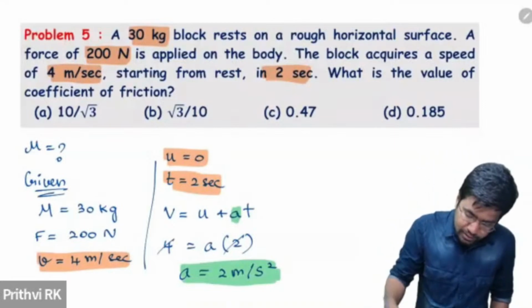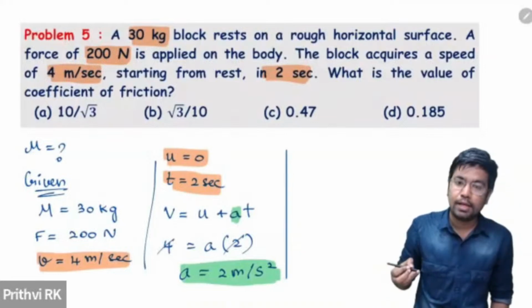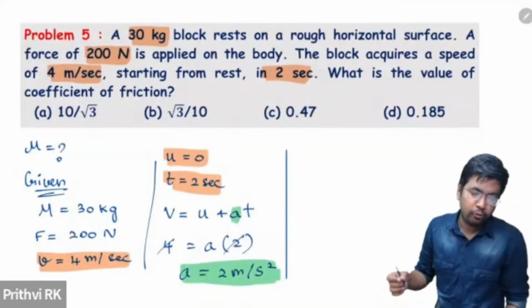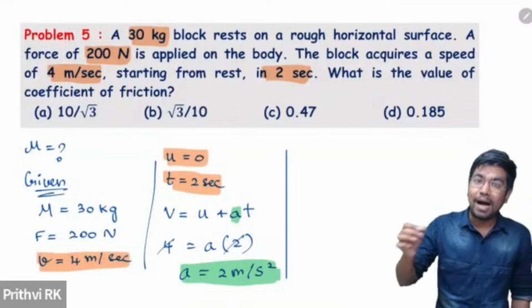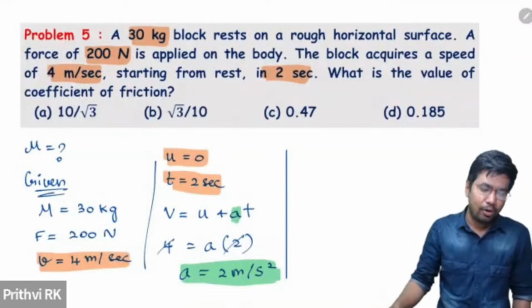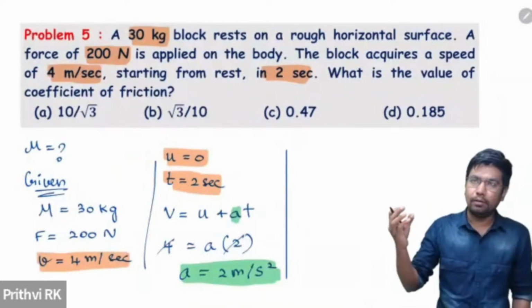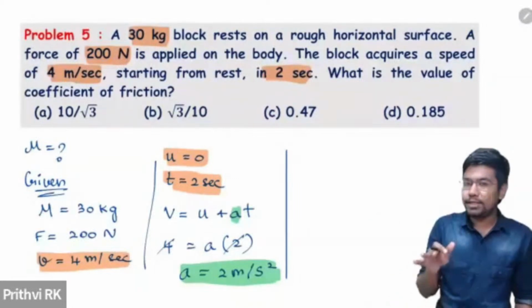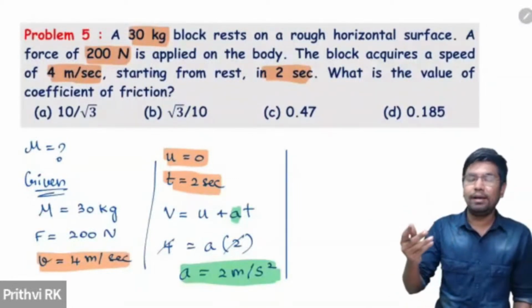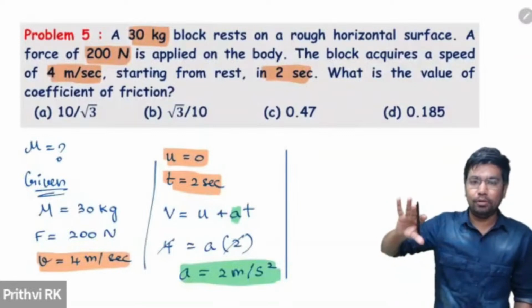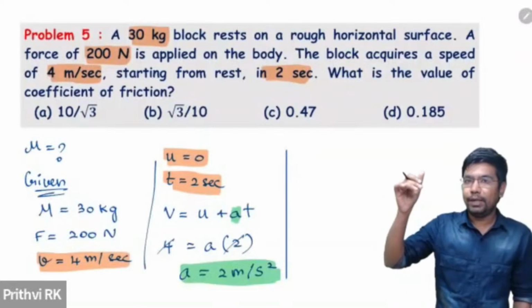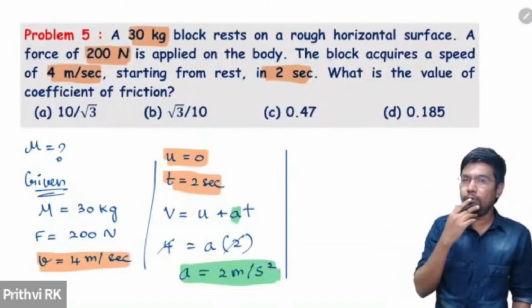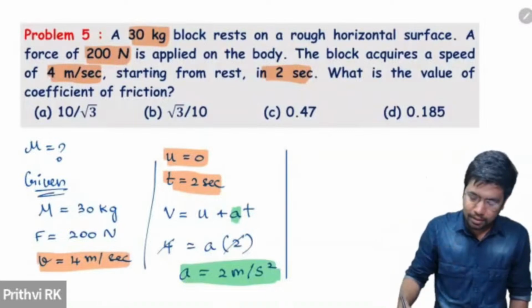And from this, I'm going to find the value of friction, because as I said earlier, there is no value of friction in the question. They've given the mass, but there is no friction. So how do we find the friction? That is the next question, right?